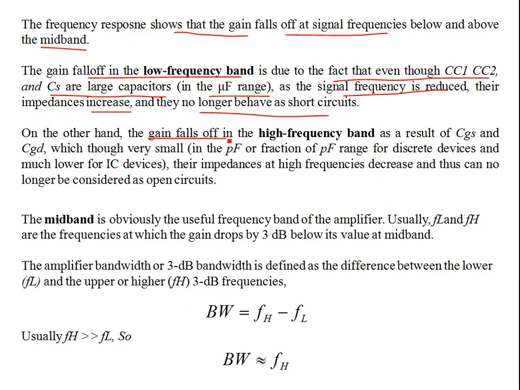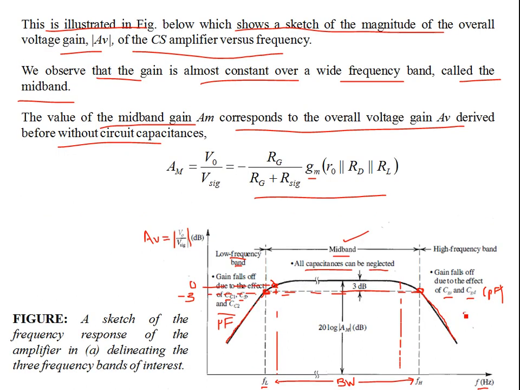On the other hand, the gain falls off again in the high frequency band as a result of the internal capacitances, gate-source and gate-drain, which though very small, in the order of picofarads or a fraction of a picofarad for discrete devices and much lower for IC devices, have impedances that decrease at high frequencies, and thus can no longer be considered as open circuits. As the frequency increases, the capacitive reactance given by XC, which is 1 over omega C, decreases. They become short circuits, and therefore start affecting the voltage gain above FH.